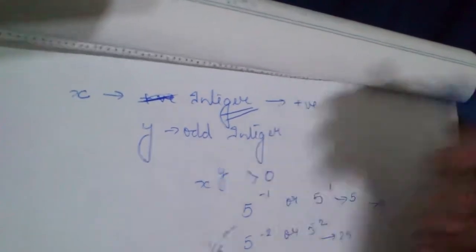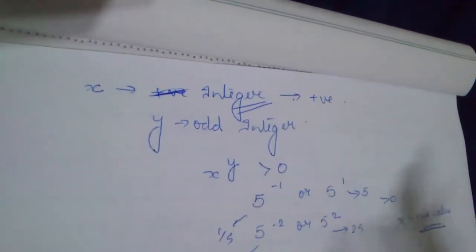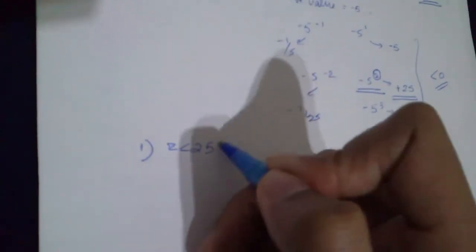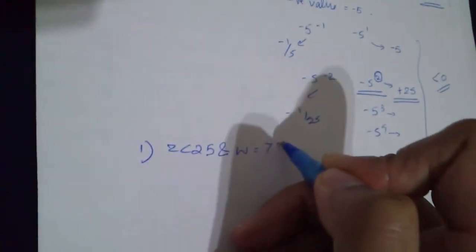So now these are the things we know. X is an integer, it is positive, y is an odd integer, so that x raised to y is greater than 0. Now we've been given two statements. The first statement is this one: z is less than 25 and w is equal to 7x.